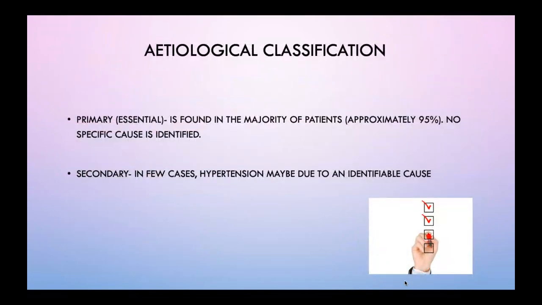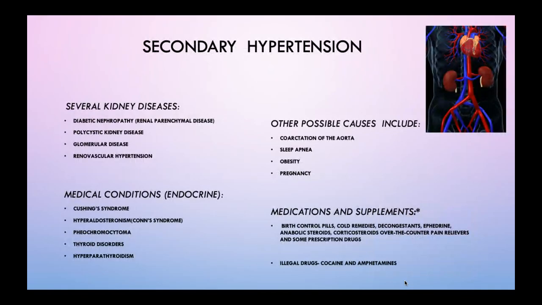With respect to the etiological classification, we can divide hypertension into 2 major categories: primary or essential hypertension, or secondary hypertension. Primary or essential hypertension is found in the majority of patients, approximately 95% of them, who have no specific cause identified, whereas secondary hypertension occurs in few cases, and this is where the hypertension is due to an identifiable cause.